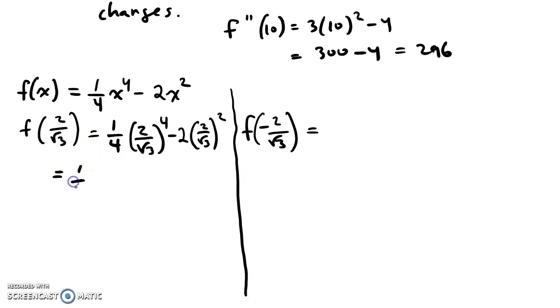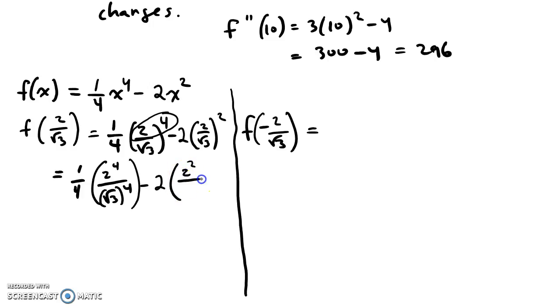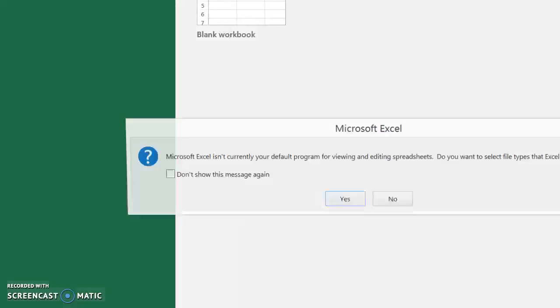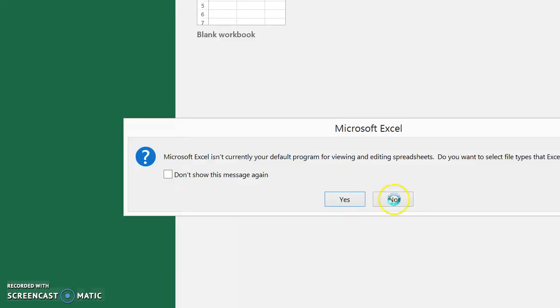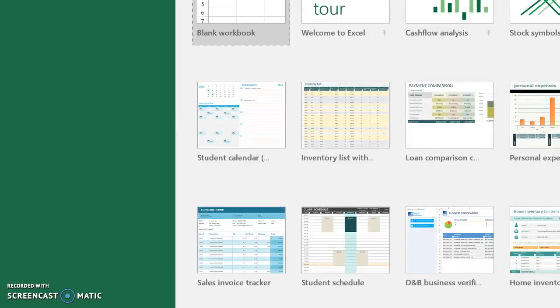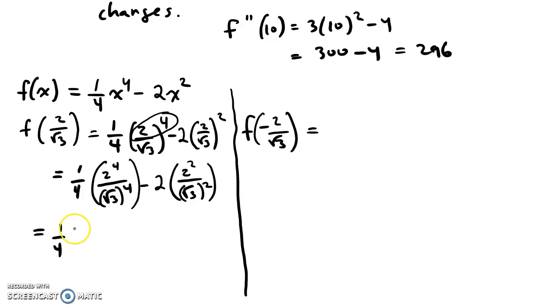So let's try to do it then. You have 2 to the 4th power over square root of 3 to the 4th, minus 2 squared over the square root of 3 squared. So we have now 2 to the 4th. 2 times 2 is 4, 4 times 2 is 8, 8 times 2 is 16. Oh, sorry about that. I don't know why that happened. Okay, so here you get 16.